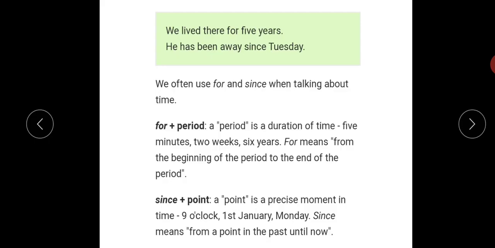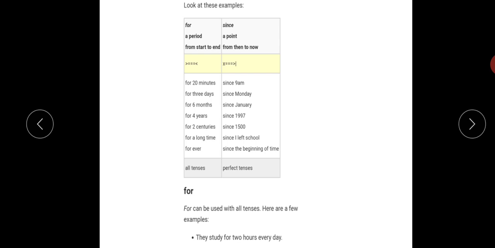So 9 o'clock, 1st January, Monday: when we mention a point, a period of time, since is used to refer to a specific point in time. We use since. Okay, and you can look at these examples as well. For is a period from start to end, and since is a point from then to now. From earlier until now. For is not like that, it is from the start to end.